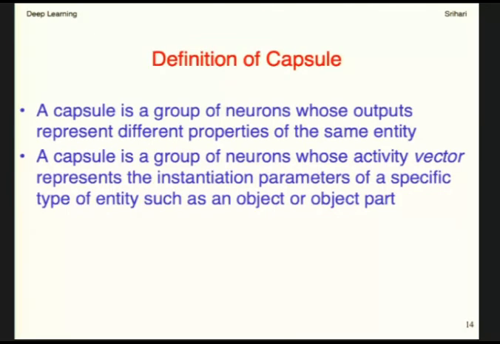So again, a definition of a capsule is a group of neurons whose outputs represent different properties of the same entity. And a capsule is a group of neurons whose activity vector represents the instantiation parameters of a specific type of entity, such as an object or object part. So you have instantiated it, you've got a particular image of a school bus, and we have the instantiation parameters.